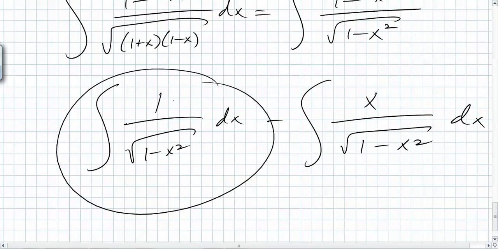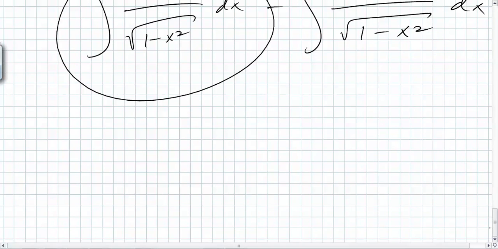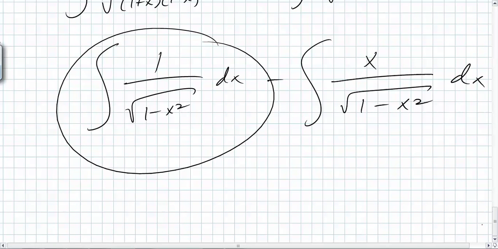So I see something. Well, what's this? What is that? Come on, kids. What is it? Help me. What is it? It's sine inverse. That's just sine inverse x, right? I got independent confirmation from the back.